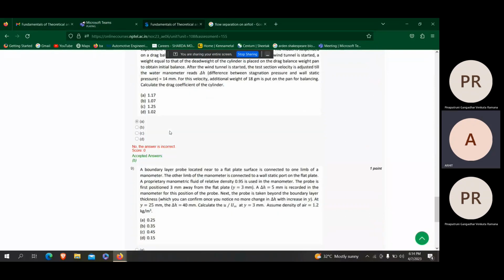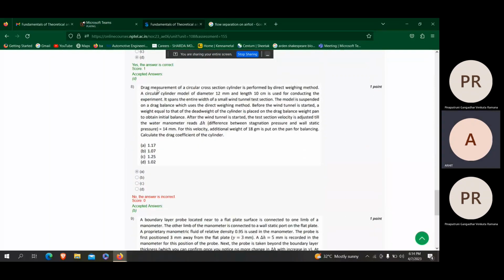The next question is this one, sir. This question I was not able to find the answer. I followed the formula and concept, but I was not getting that answer, sir. The answer is 1.07. Okay, let me read this question. I randomly guessed the answer and just clicked on it.